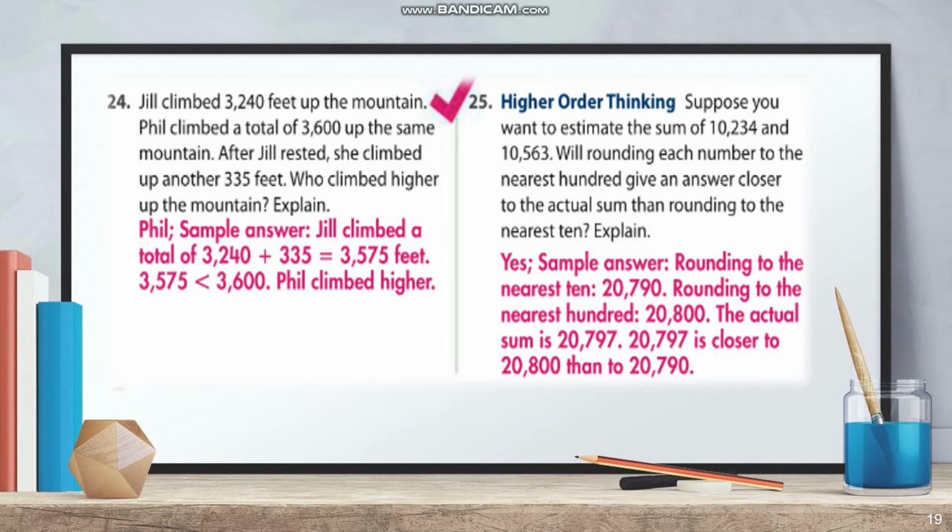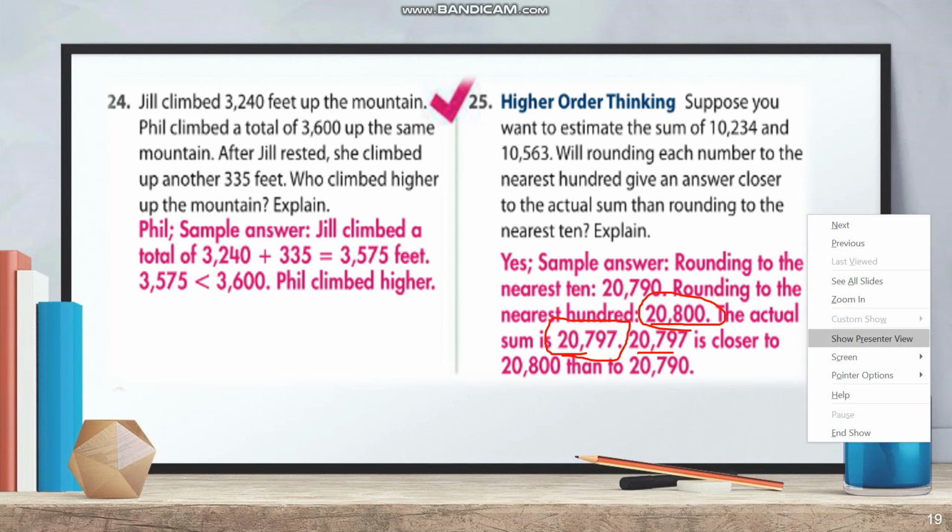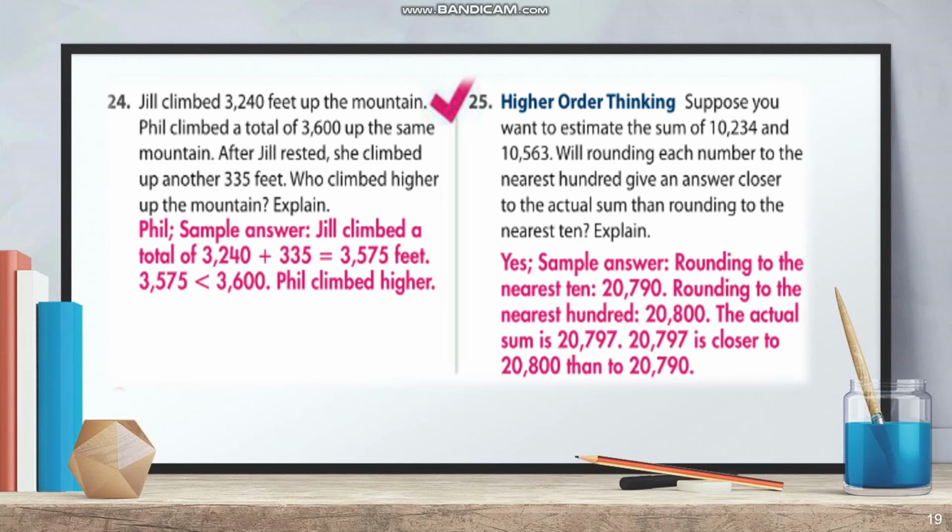When you round to the nearest hundred, the hundreds places are 2 and 5, so this becomes 10,200 and this becomes 10,600. So 10,200 plus 10,600 is 20,800. But the actual sum, meaning the exact sum, of 10,234 plus 10,563 is 20,797. So 20,797 is closer to 20,800, which is rounding to the nearest hundred. Okay? So that's the answer.